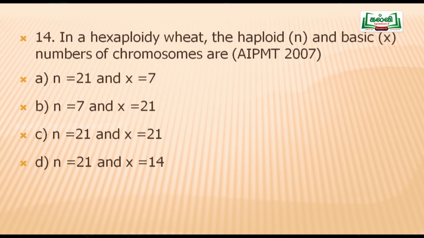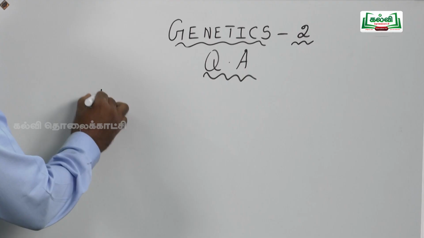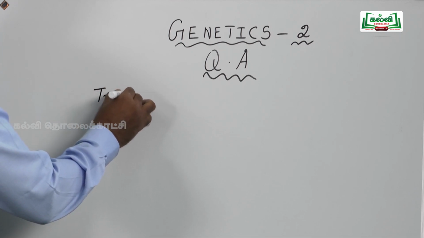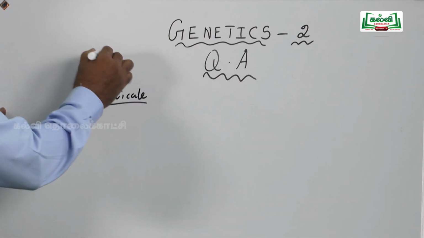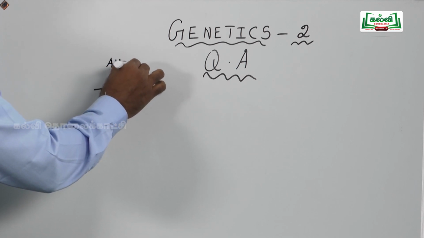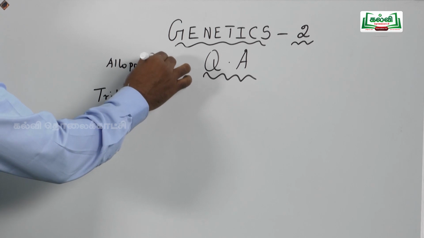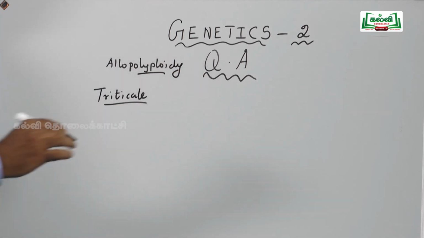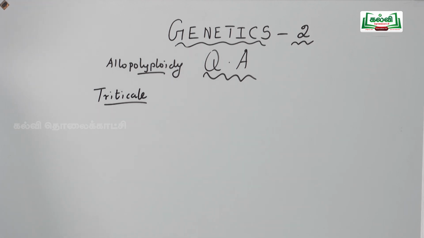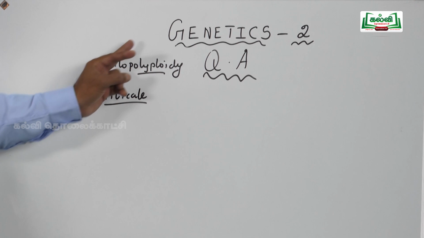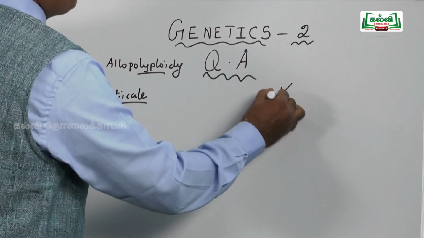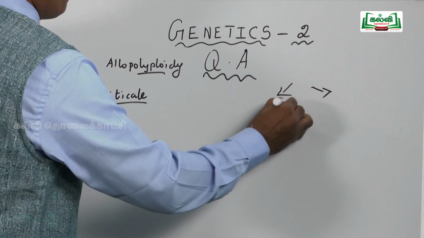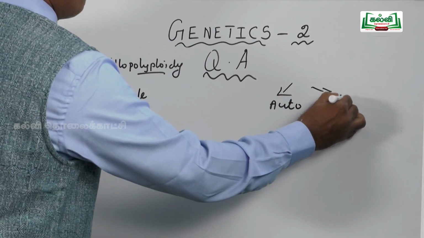This hexaploid wheat triticale is the first man-made cereal. It is an example of allopolyploidy. You know pretty well, polyploidy means the somatic cell of an organism has more than 2 sets of chromosomes. This polyploidy is of 2 types, namely autopolyploidy and allopolyploidy.